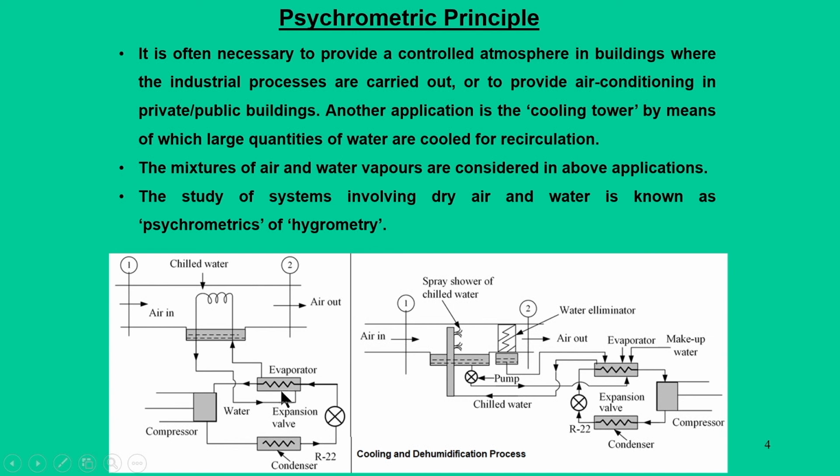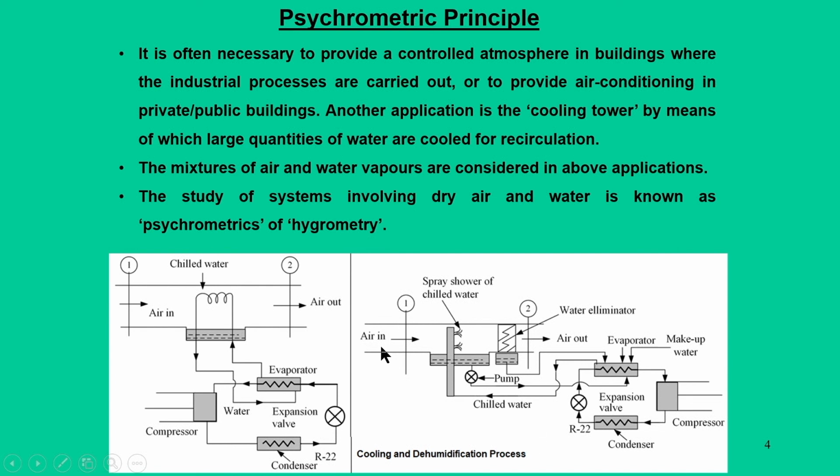In one case we have shown here, air is allowed to pass through a chilled water circulating coil. As a result, the air gets humidified as well as the temperature comes down. So, it is cooling and humidification. Another way is that when you are using water eliminators, you have to remove the water vapors present in the air. When we are taking it out, we can say it is dehumidification of air.